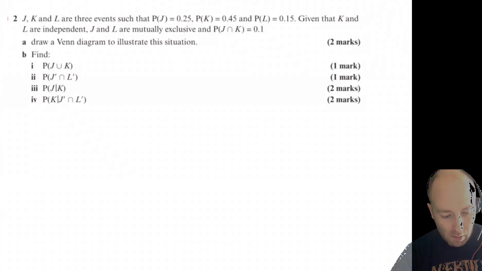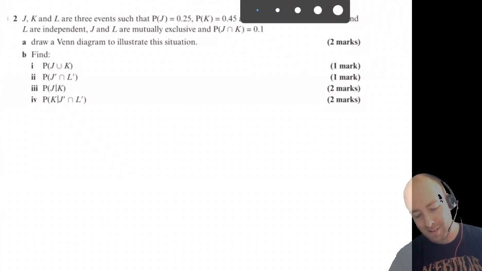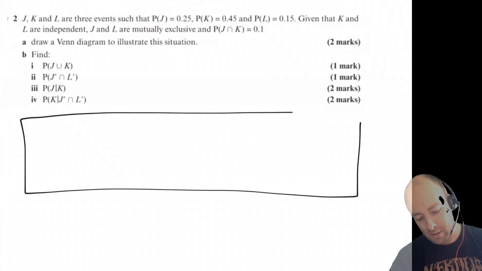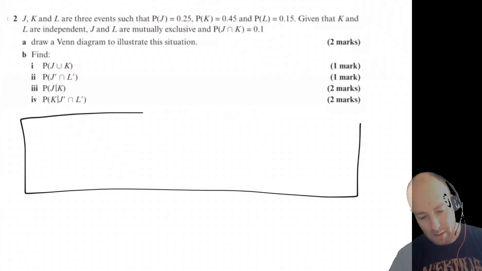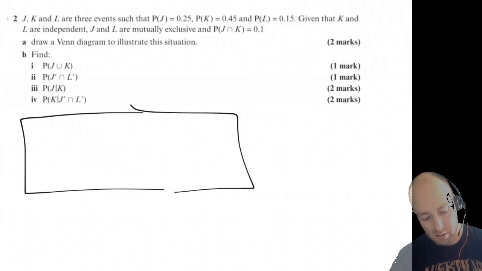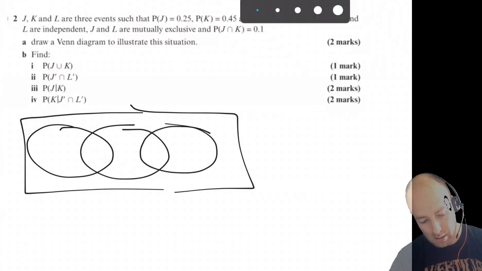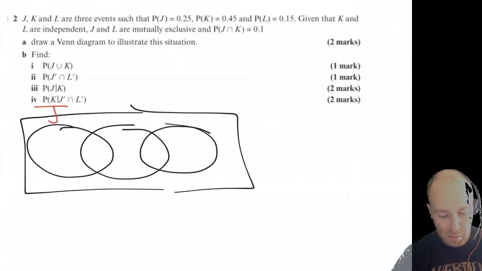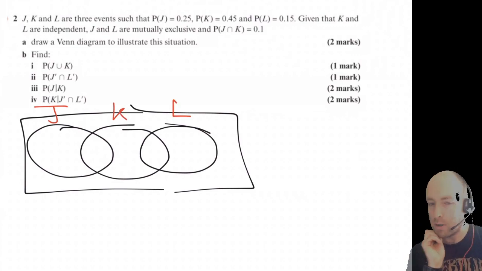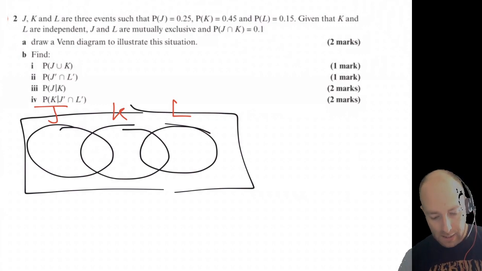All right. So we've got 3 events this time, and we want to draw a Venn diagram. Nice big Venn diagram. We've got J, K, and L. J and L are mutually exclusive, so those need to have no overlap, as I've already drawn. J and K is 0.1.